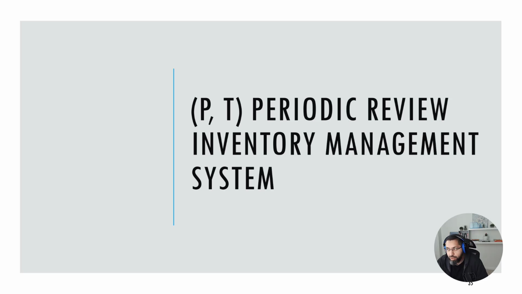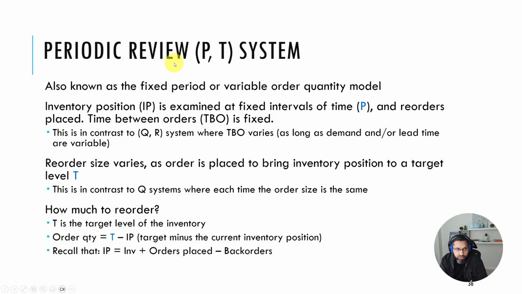Okay, we're now going to talk about the periodic review inventory management system, also called the P, T system. And we saw when we looked at the advantages of the continuous review QR system that if we review inventory periodically, we can combine a lot of small orders into one shipment and optimize transportation costs. So that's this system.